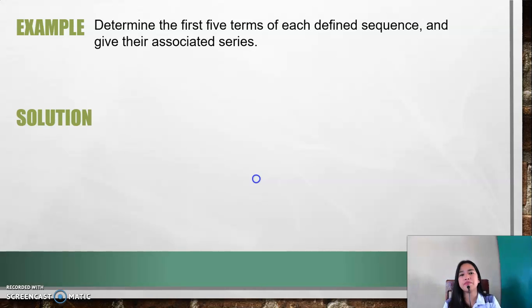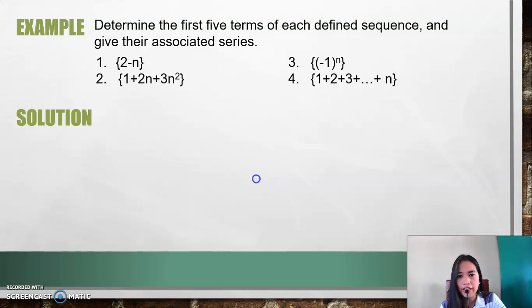Determine the first 5 terms of each defined sequence and give their associated series. Just like what I've said earlier, it doesn't mean that all numbers separated by commas already define a sequence. Because when we say sequence, there is a pattern that is followed. So the patterns could be these 4 items here. We have 2 minus n, we have 1 plus 2n plus 3n squared, we have negative 1 to the power of n, and so on. Okay. So let's answer number 1 and 2.